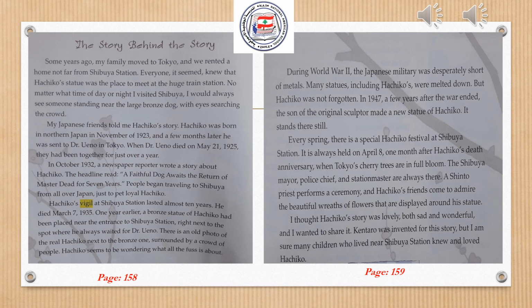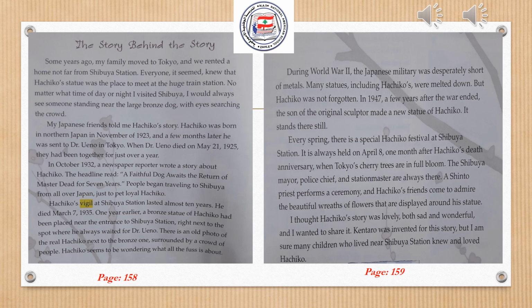During World War II, the Japanese military was desperately short of metals. Many statues, including Hachiko's, were melted down. But Hachiko was not forgotten. In 1947, a few years after the war ended, the son of the original sculptor made a new statue of Hachiko. It stands there still.